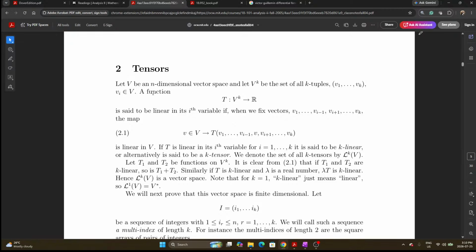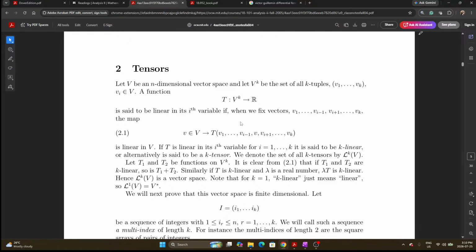Okay, so imagine you have a v-dimensional vector space, and you make k copies of V. And T takes an element in V^k to R. V^k is the set of all k-tuples. Okay, this is a collection of vectors. What did we see earlier that has this format?